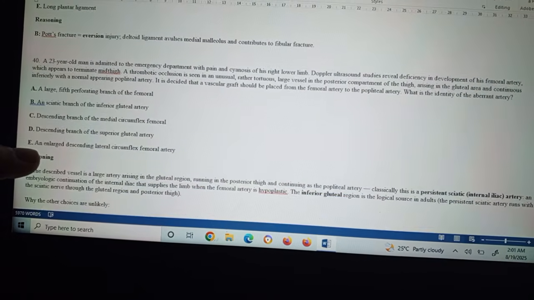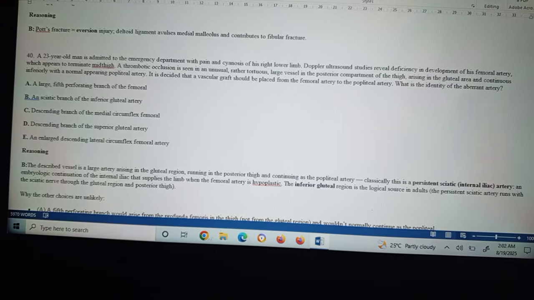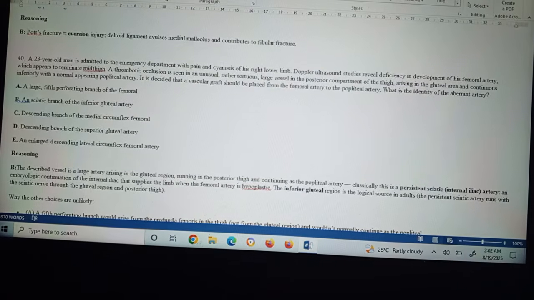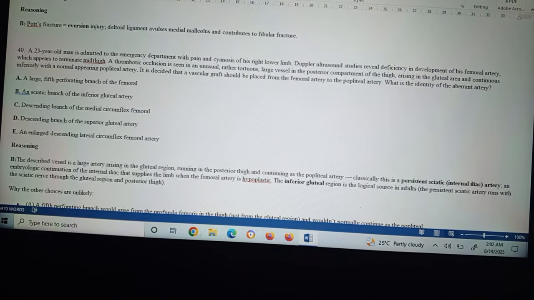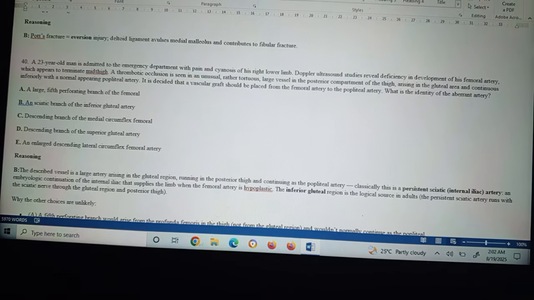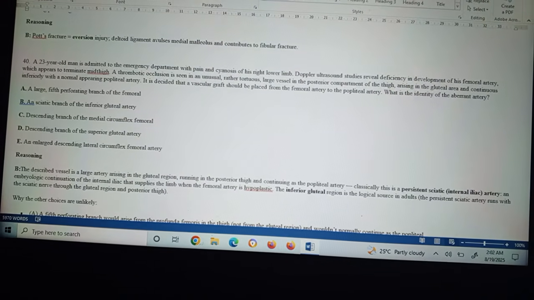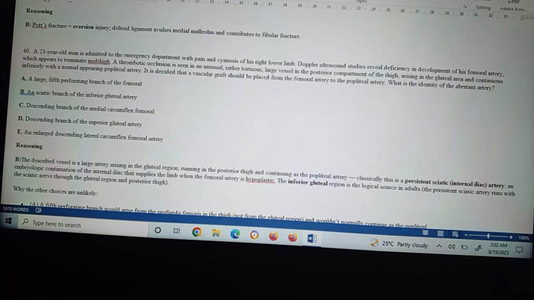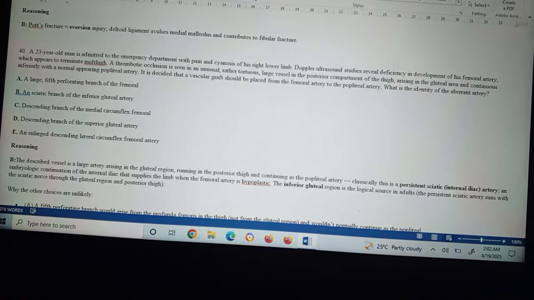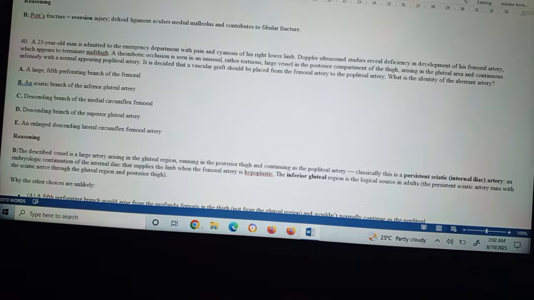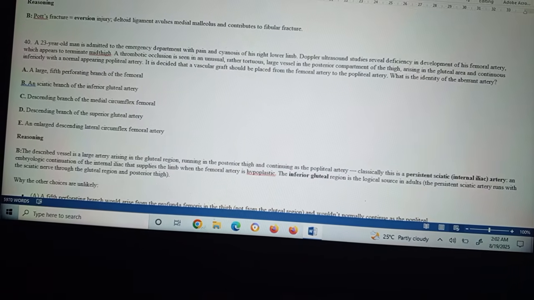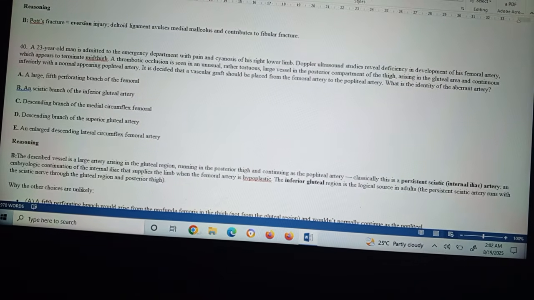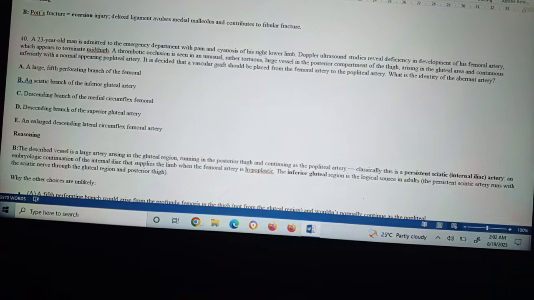Question number 40. A 23-year-old man is admitted to the emergency department with pain and cyanosis of his right lower limb. Deep Doppler ultrasound studies reveal deficiency in the development of his femoral artery, which appears to terminate mid-thigh. Thrombotic occlusion is seen in an unusual, rather tortuous, large vessel in the posterior compartment of the thigh, arising in the gluteal area and continuing inferiorly with a normal appearing popliteal artery. It is decided that a vascular graft should be placed from the femoral artery to the popliteal artery. What is the identity of the aberrant artery?